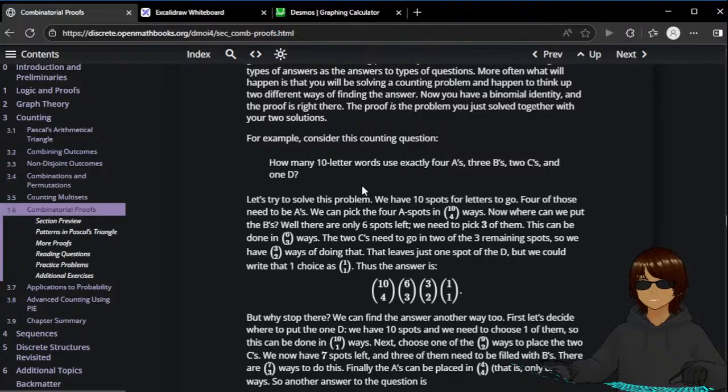Let's try to solve this problem another way. You have 10 spots for letters to go. 4 of these need to be A. We can pick the four A spots in 10 choose 4 ways. Now, where can we put the B's? Well, there are only six spots left. We need to pick three of them. This can be done in 6 choose 3 ways. Two C's need to go in two of the three remaining spots, so we choose 2 ways of doing that. This leaves just one spot for the D, but we can write that one choice as 1 choose 1. Thus the answer is this.